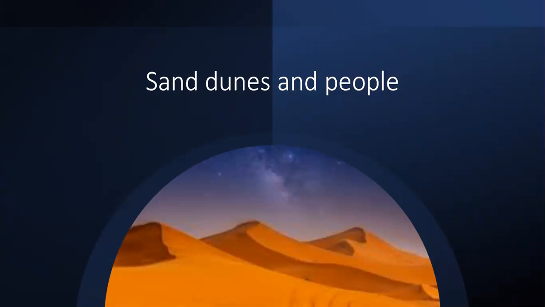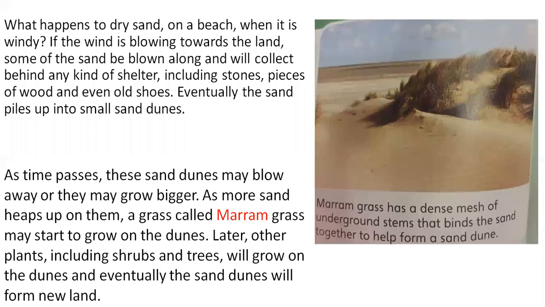So we have sand dunes and people. Seems interesting. This is a small picture of a sand dune, just to get you in the picture. So, what happens to dry sand on a beach when it is windy? If the wind is blowing towards the land, some of the sand would be blown along and will collect behind any kind of shelter, including stones, pieces of wood, and even old shoes. Eventually, the sand piles up into small sand dunes. And as time passes, these sand dunes may blow away or they may grow bigger.